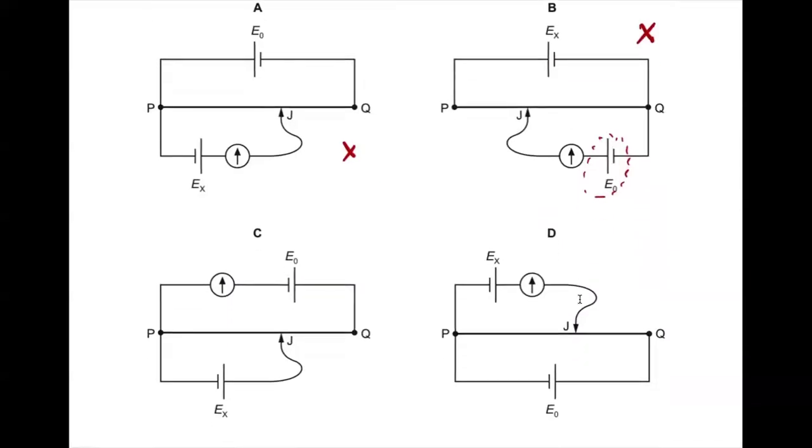C, you do have it connected correctly. E0 is part of the main circuit, EX is with the movable contact, but the galvanometer is connected the wrong way around. This galvanometer will never read 0. It will always have some reading because of current flowing into this path. So this is wrong. And because of all the shortcomings in the other ones, D is actually correct. EX is connected along with the movable contact. The galvanometer is also with it, and it's also negative, negative, positive, positive. So this is D.